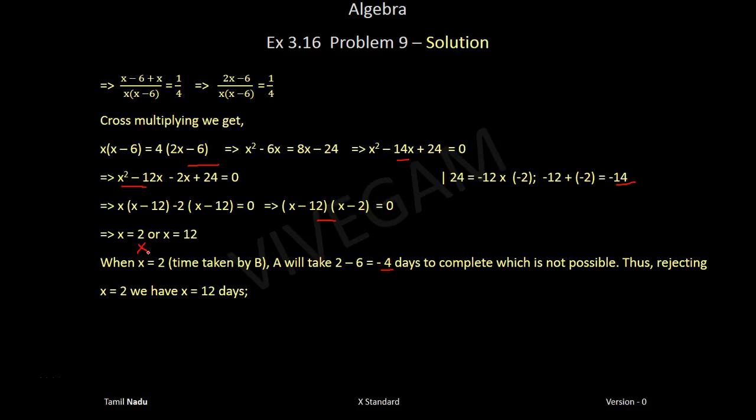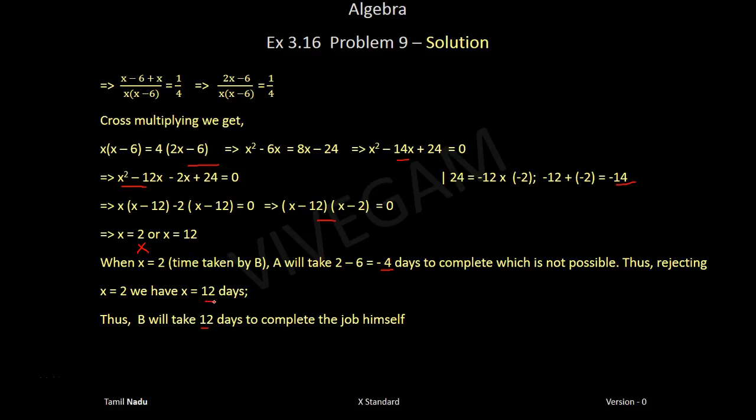We have to now try x equal to 12. So when x equal to 12, if B takes 12 days, how many days will A take? So A will take B minus 6, that is 12 minus 6, it will take 6 days. So which is possible. Okay. So the key is, after working also, we need to check the conditions carefully.